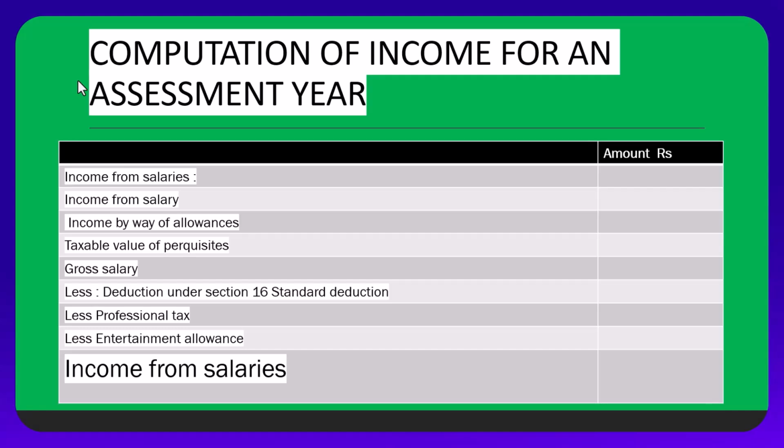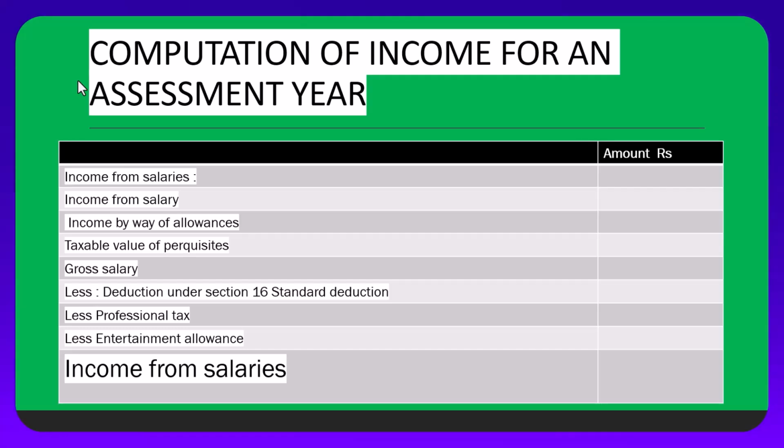Then, if we just go back to what was written in the original slide, income from salaries would include allowances and the taxable value of perquisites. Now a company can give you a free house. That free house is a perquisite, so we have to calculate the value of it so that you pay tax on it. If the government gives you a free house, it doesn't mean that you don't have to pay any tax. It has to be valued, the fair market value of that house, and that will be added to your salary and you have to pay tax on that. We'll understand how it is done.